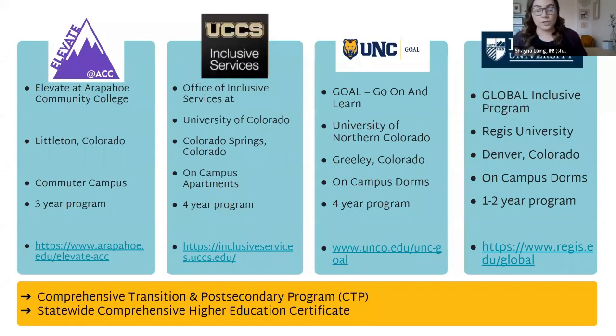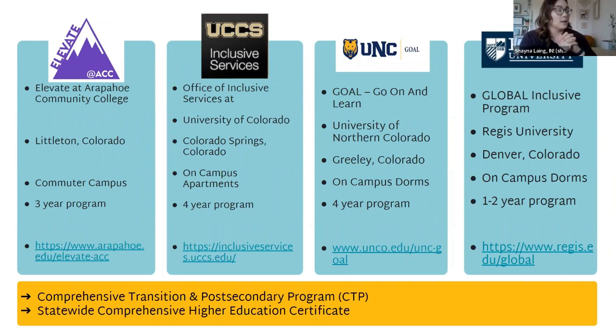So these are 4 institutions that currently exist. As a reminder, we are in the process right now of institutions being able to apply for grant funding to start more of these programs in the state. You've got Elevate at Arapahoe Community College, which is in Littleton, Colorado. They're a 3-year program. Most of their students are completing their certificate in 3 years.